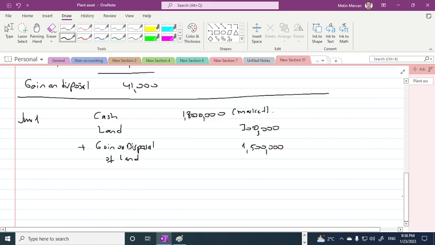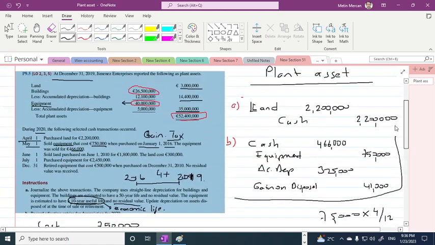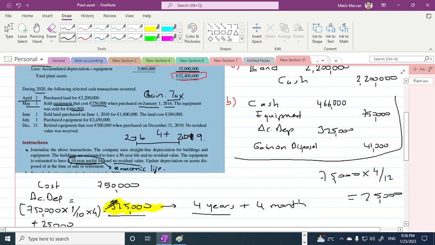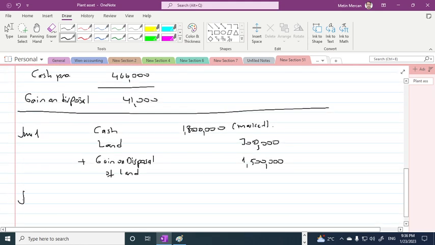All right, July 1, another one: purchase equipment, 2,450,000. So we record this also. This is June, this is July 1. The company purchased equipment at 2,450,000, and let's say cash is reduced.